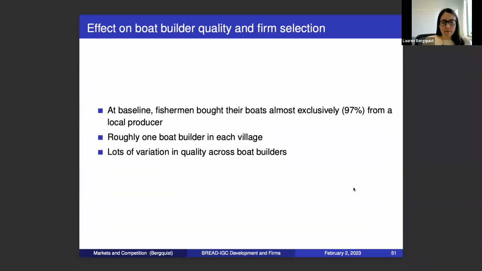Okay. Now, some of those boat builders are really good and some are not so good. And so there's lots of variation in quality across the boat builders. And they do a really fantastic job of doing 4 different measures of the quality, et cetera. Okay. They've got independent auditors, they've got self-reported, et cetera. But no matter how you cut it, lots of variability in quality.